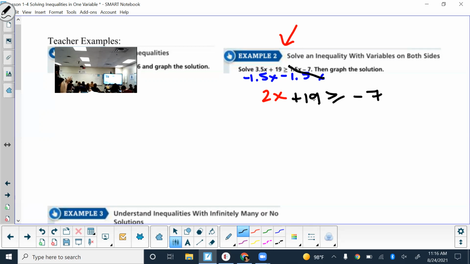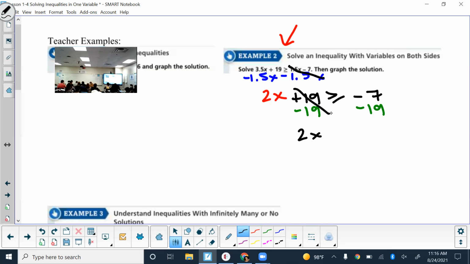All right, now we need to isolate the variable. So do I get rid of the 2 first or the 19 first? 19. And I get rid of it by subtracting it. We'll do that on both sides. On the left side, we get 2x, and the 19's canceled. Do I need to flip the sign right now?